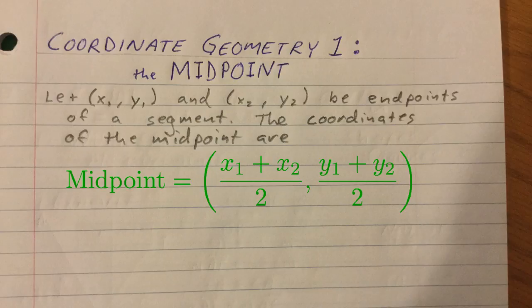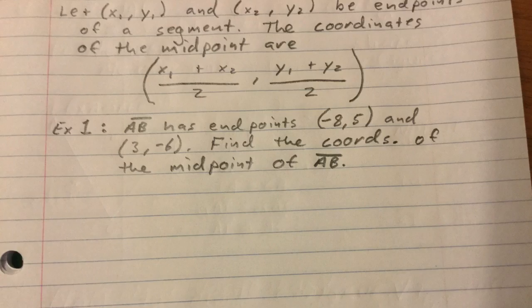So then let's take a look at an example. Let's say line segment AB has endpoints (-8, 5) and (3, -6). Find the coordinates of the midpoint of AB. I would recommend you pause the video now, try this out on your own, and then watch through to check yourself.